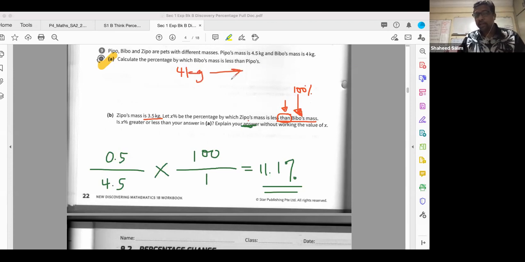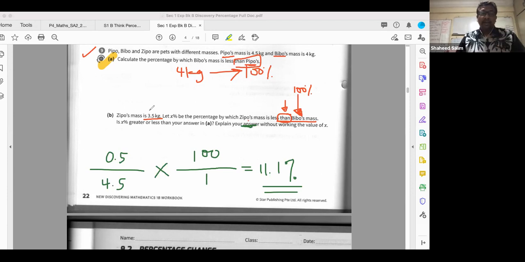4 kg is 100%. See, I thought it's not 4.5 kg. Just now this 100% was different. 100% here is comparing between Pipo and BIBO. In the earlier question, Pipo is 100%, but in this question, BIBO is 100%. You have to understand very clearly, yeah? So 100% now is 4 kg. Just now, 100% was 4.5 kg.